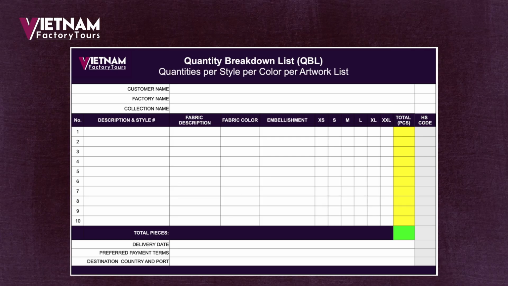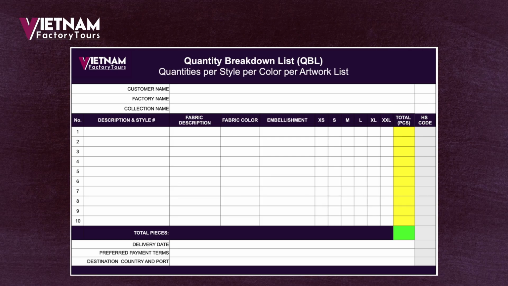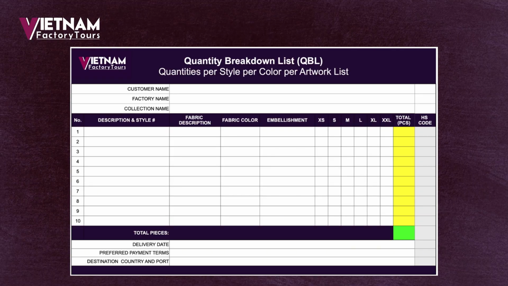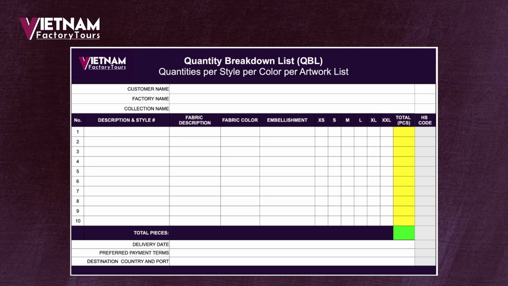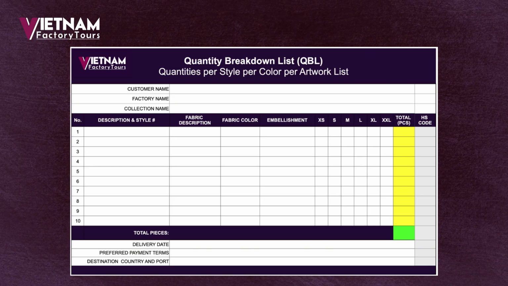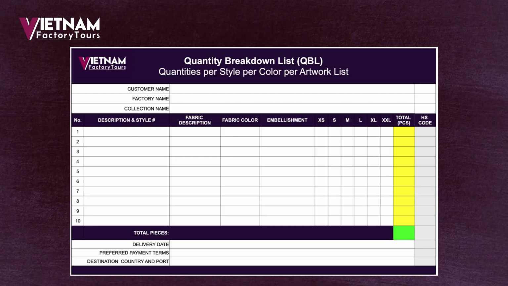And all the squares in yellow is what the factories are really looking at. And if you do this quantity breakdown list correctly, the numbers will be crystal clear. And then at the very bottom in the green square is the total pieces. And that's also very important to the factories because their logic is very simplistic. They're looking at total number of pieces, average make price, target price, or FOB price, and then they know between 5 to 20% what their margin, their net profit margin is, and they just do the math.